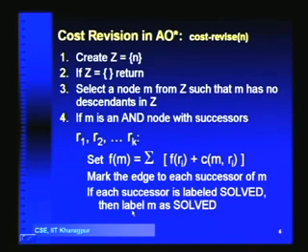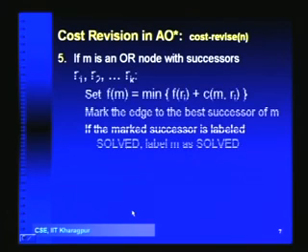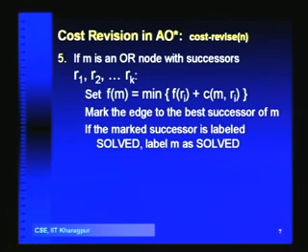Okay. What happens if M is an OR node? If M is an OR node with successors R1 through Rk, then similarly we compute the cost of solving every child as Fri plus Cm Ri, but because this is an OR node, we will find out the minimum among these. And that is going to be the new cost of M. So, the cost of the OR node is the minimum of the cost of solving its successors, and then we mark the edge to the best successor of M, and if the marked successor is labeled solved, then we label the OR node as solved. Agreed?